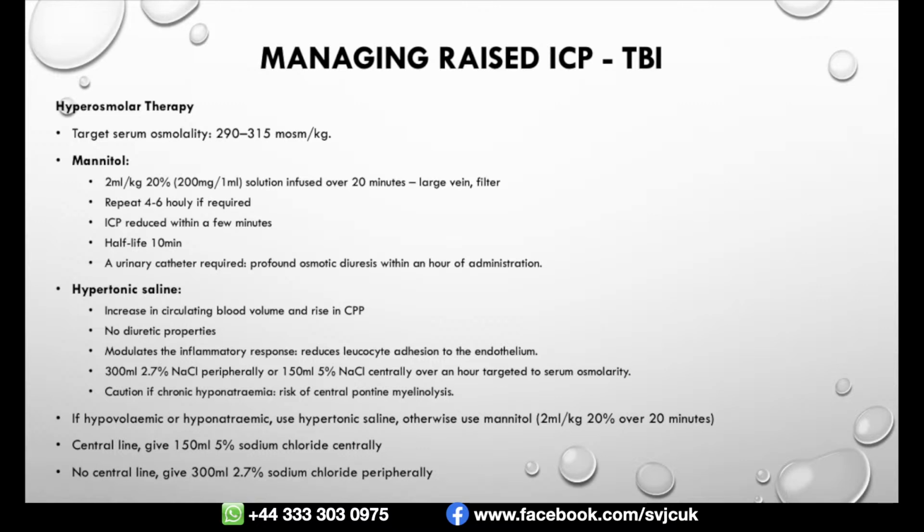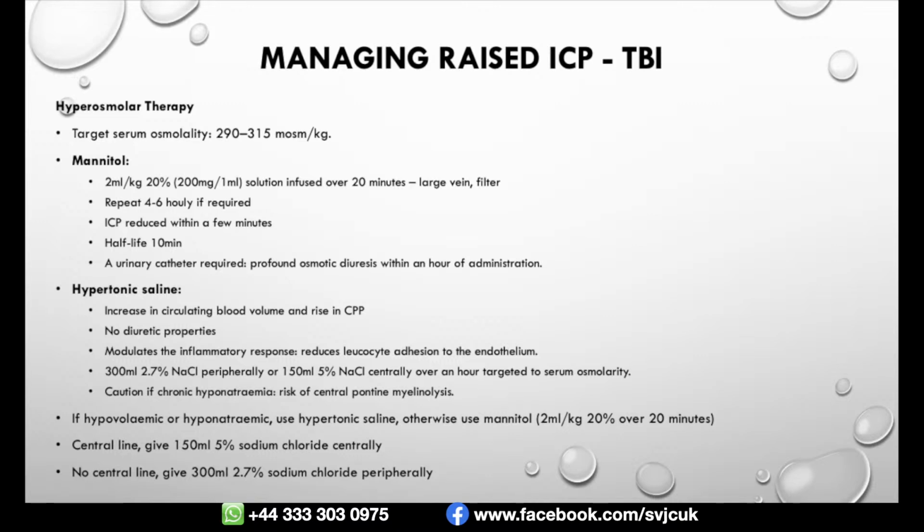So managing the serum osmolality is another element of managing intracranial pressure, and you're aiming for a serum osmolality of 219 to 315. You can use mannitol or hypertonic saline. With mannitol, you're using 2 ml per kilogram of 20% solution, and you need to infuse this over 20 minutes into a large vein with a filter on your giving set. This can then be repeated 4 to 6 hourly if required.